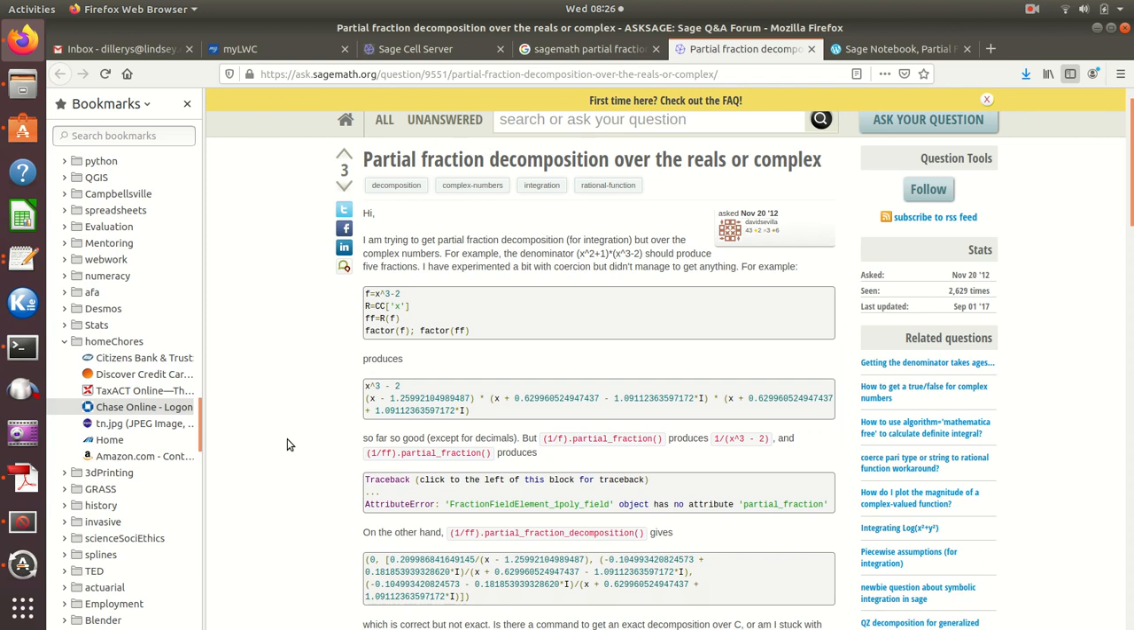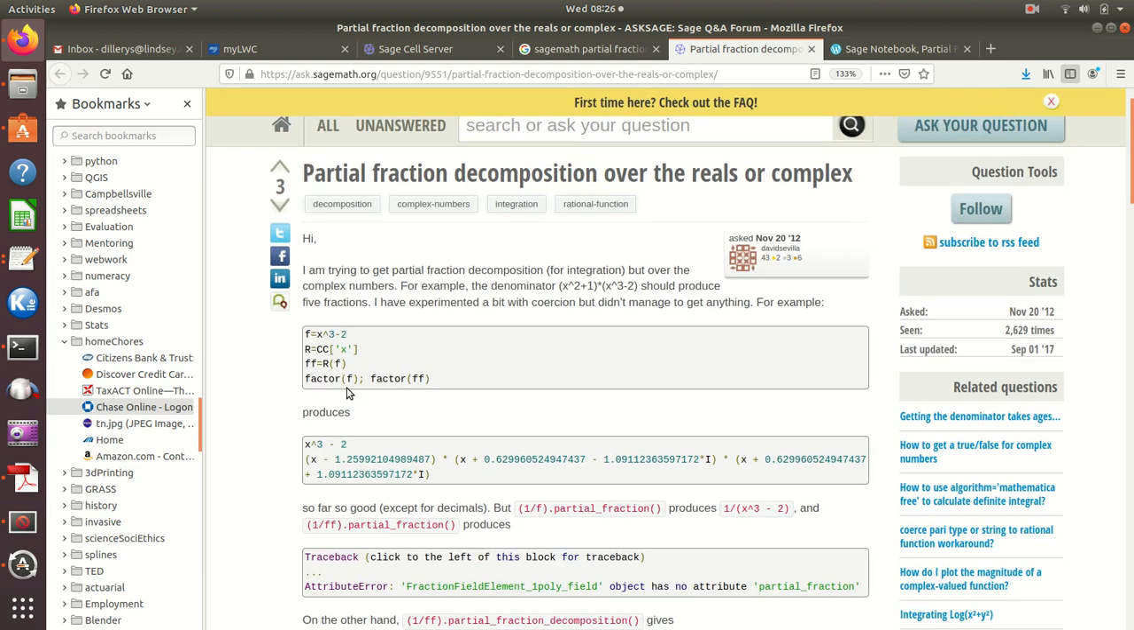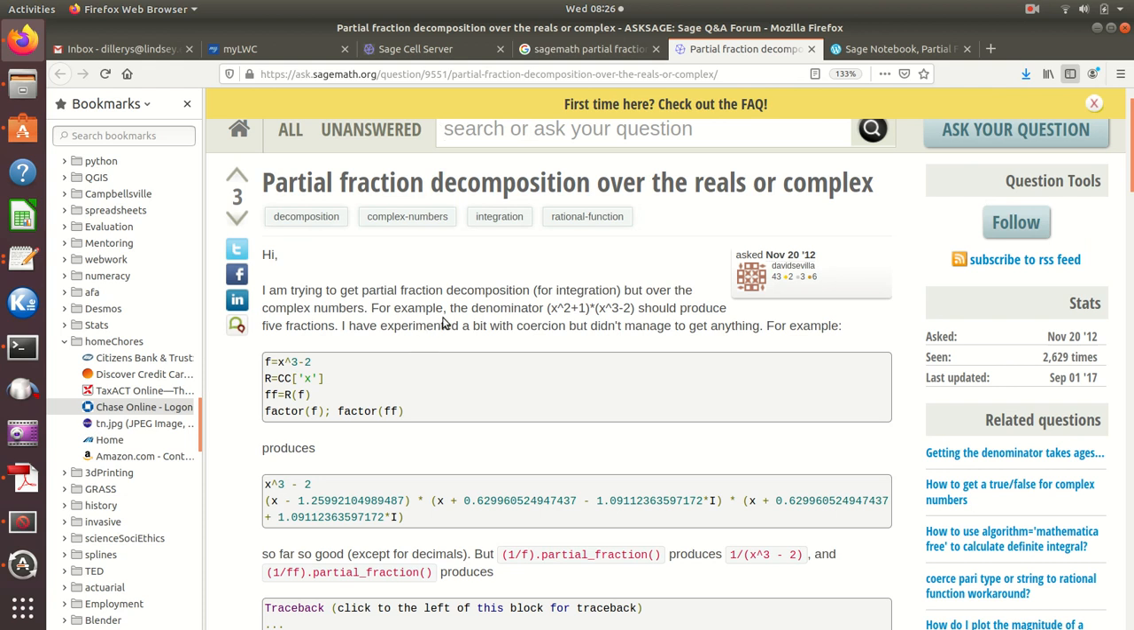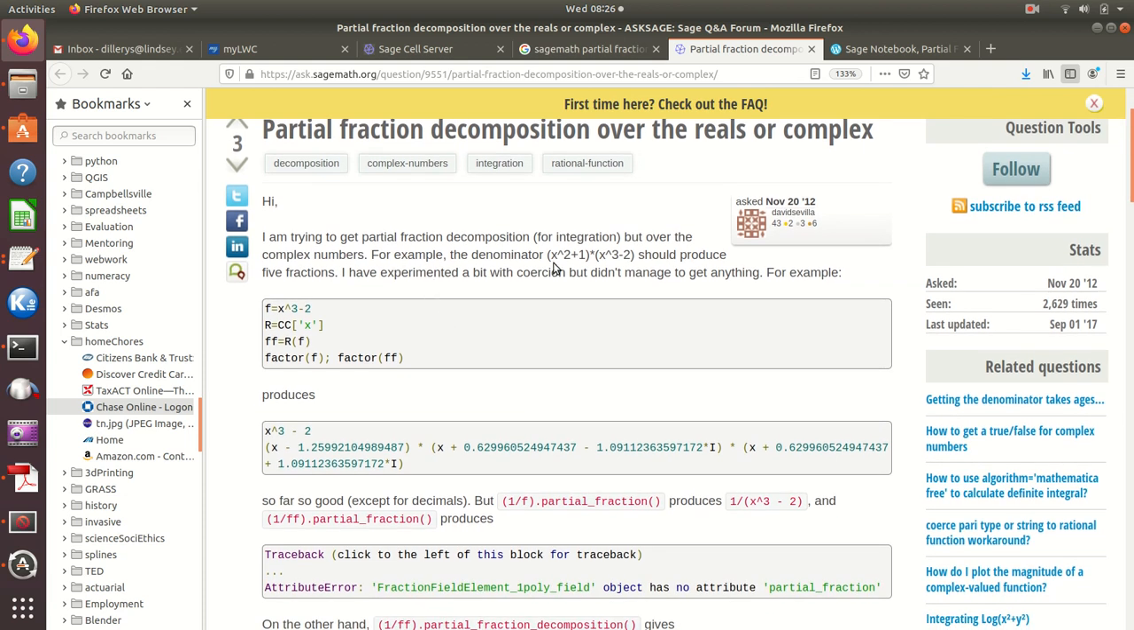here is some stuff. Let's make it a little bigger. So it says here this denominator should produce 5 fractions. Now, where are they getting that? Well, x squared plus 1 is irreducible, so that's 1 fraction. And then we have an x cubed minus 2.